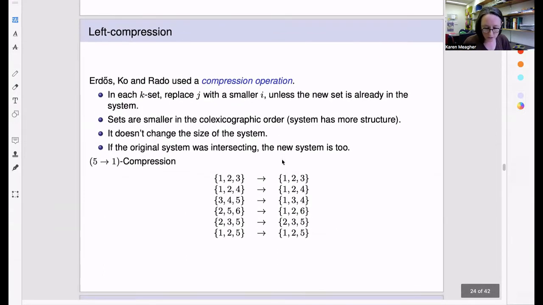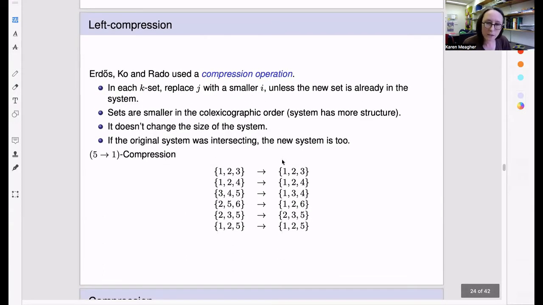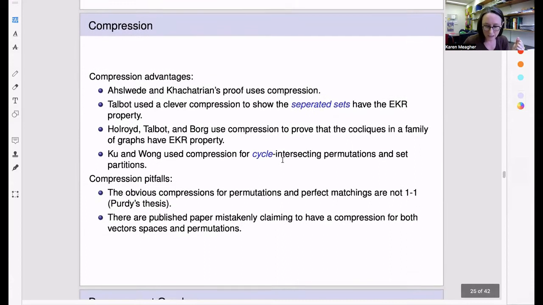Left compression. The less said about left compression, I think, is kind of the best. This was used in the original proof and the Erdős–Ko–Rado proof. And I don't know that there's a proof of the complete EKR theorem without using the left compression. But the idea is that you have a set system and you want to change it so that your sets are as far down in the co-lex ordering as you can possibly get. And that gives you a little bit of structure. But the compression can be good and bad.